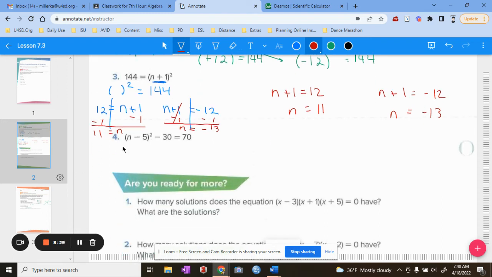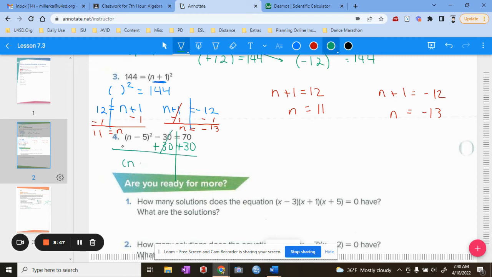All right, let's look at number 4. N minus 5 squared minus 30 equals 70. All right, this one has multiple steps involved. Again, we're going to add 30 to both sides.